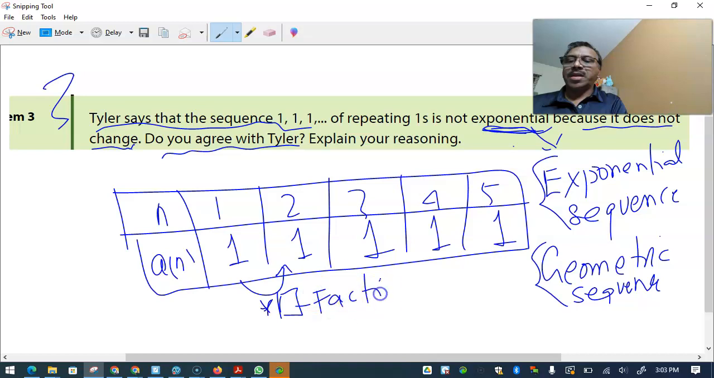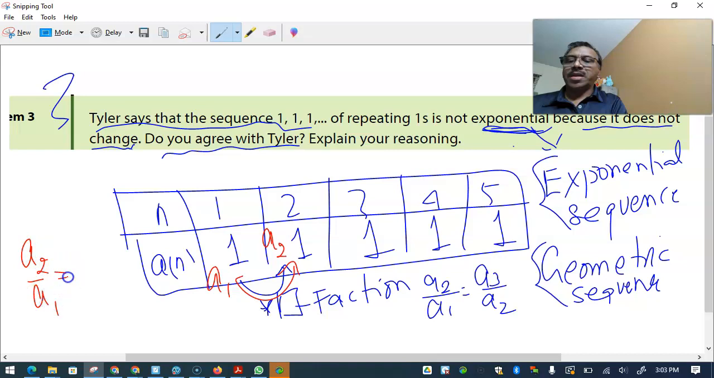So the ratio has to be the same. The second term divided by the first term should be the same as the third one divided by the second one. It has to be the same number multiplied. So in this example, what is the ratio? This is A1, the first term, and this is the second term. If I write A2 divided by A1, it is 1 over 1, which is 1, right? And you can see every time you multiply by 1.